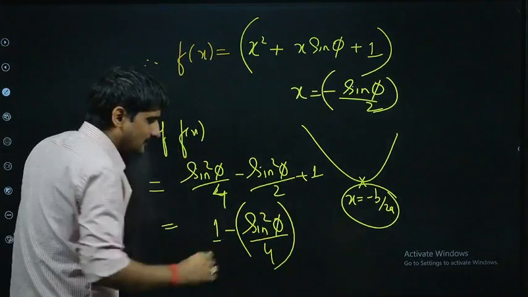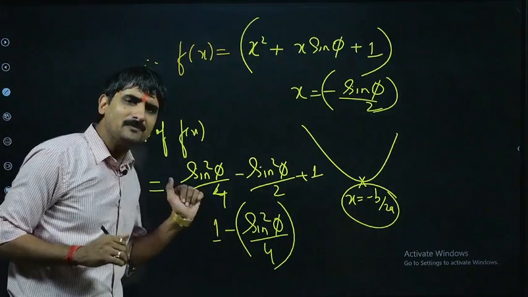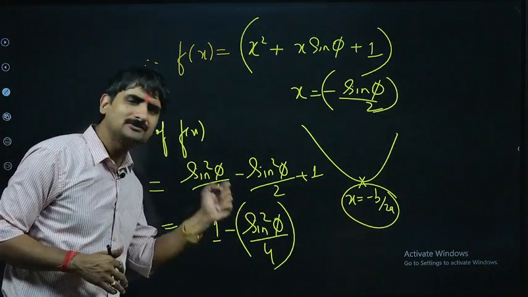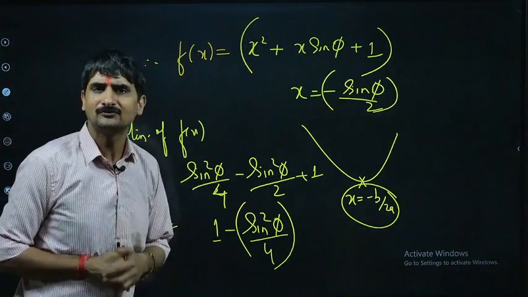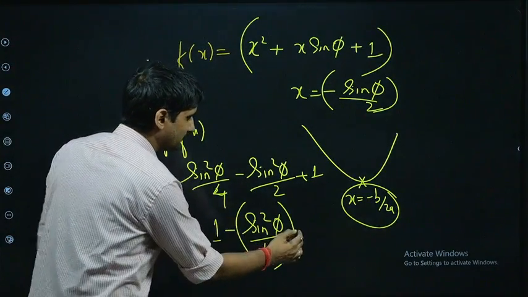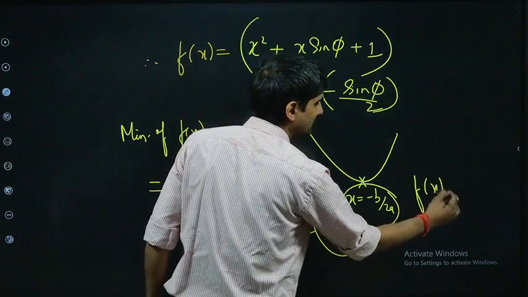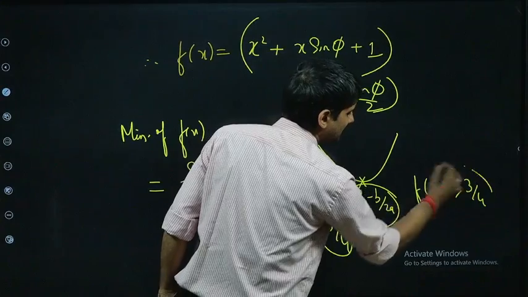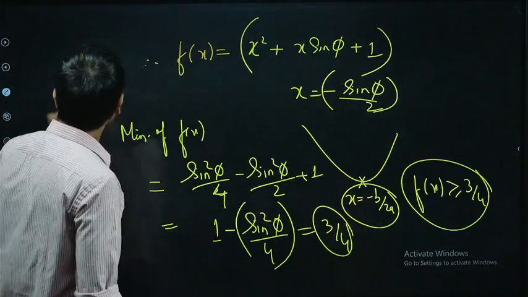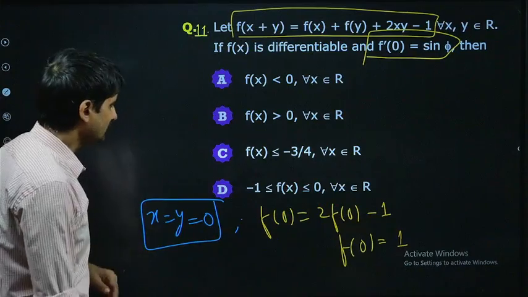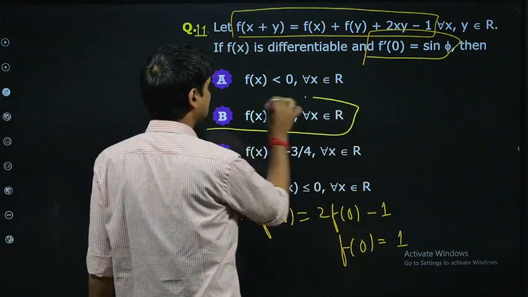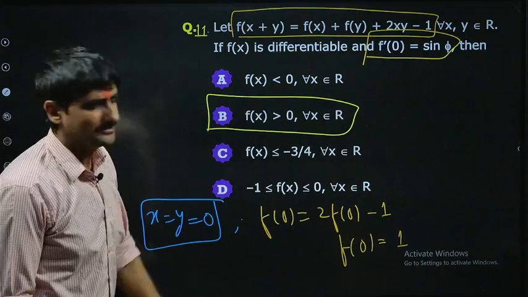Now see, we have to find the minimum value. So for that case, this has to be maximum. The maximum is 1 by 4 because the maximum value of sine square phi is 1. So 1 minus 1 by 4 is 3 by 4. That's the minimum value. So f of x is greater than or equal to 3 by 4, and that's it. So that's one way of doing it. Now this is the statement which satisfies this condition, so I will say that's the answer here.